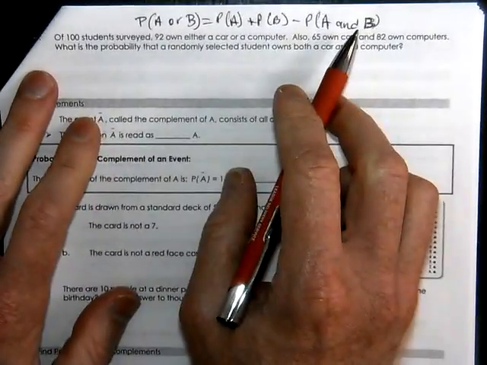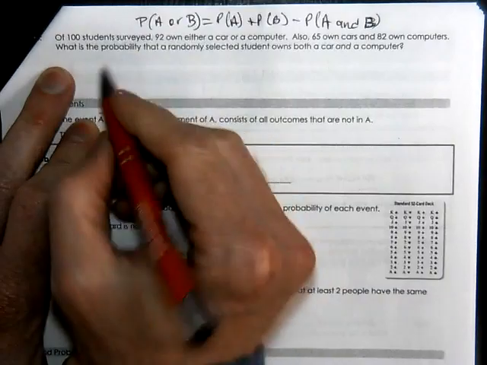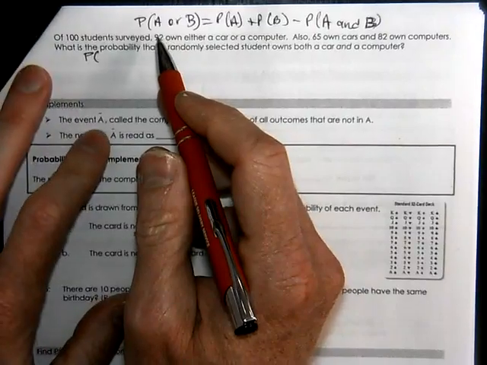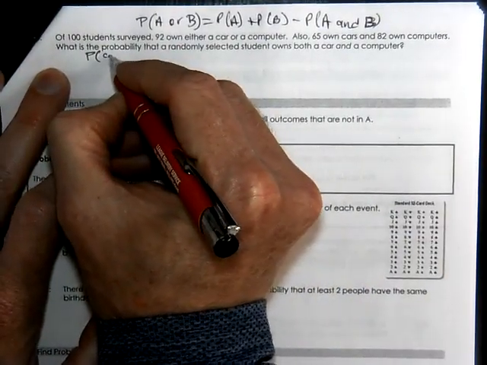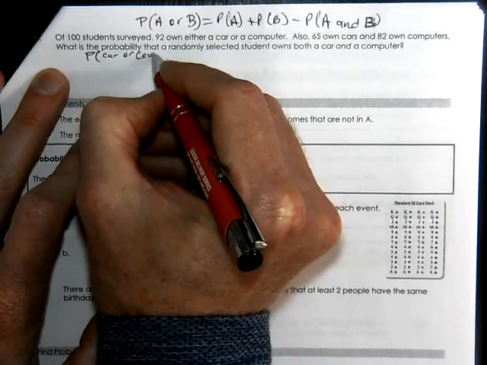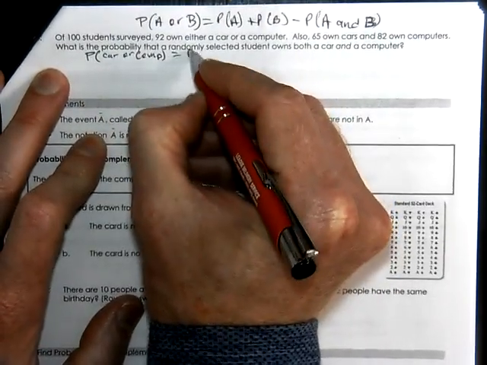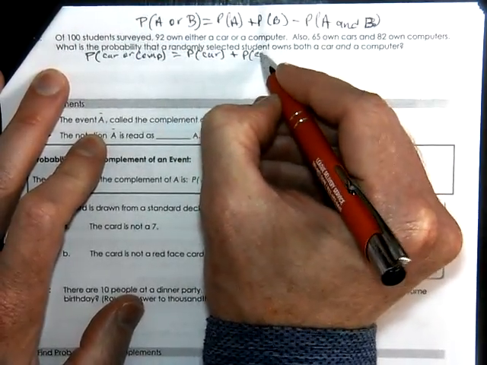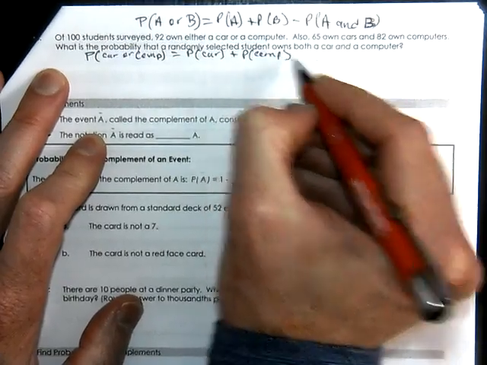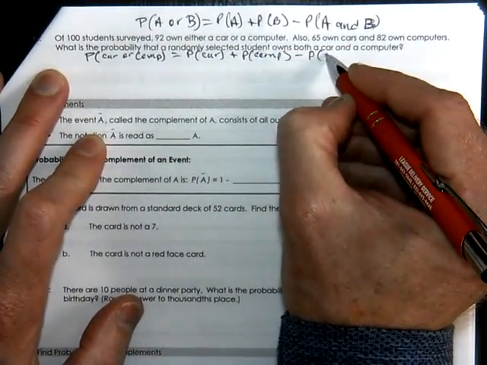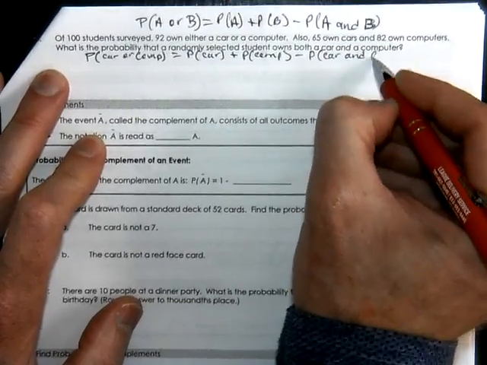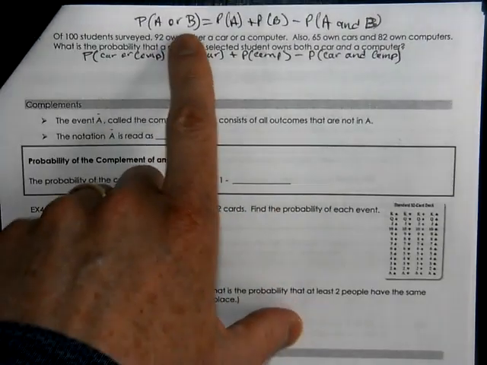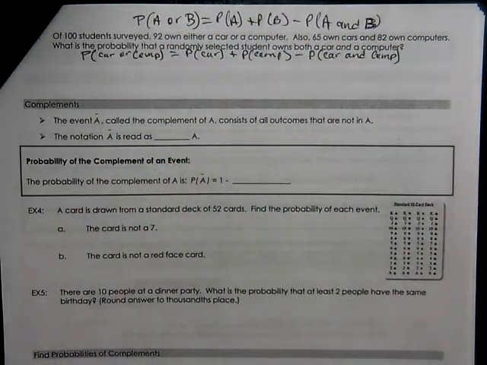So we're going to use our formula. The probability of a car or a computer is going to equal the probability of a car plus the probability of a computer minus the probability of a car and a computer. So that's just using the formula right across the top, the one we talked about on the front side.